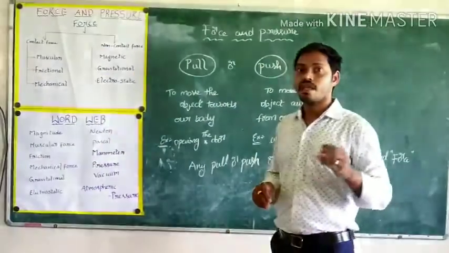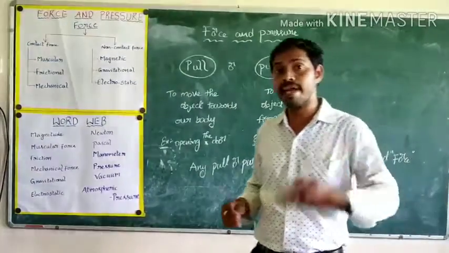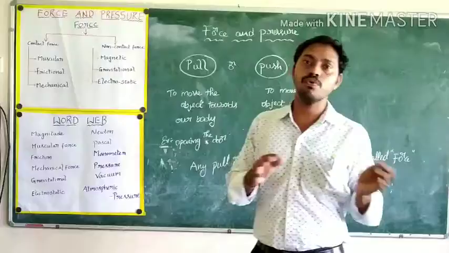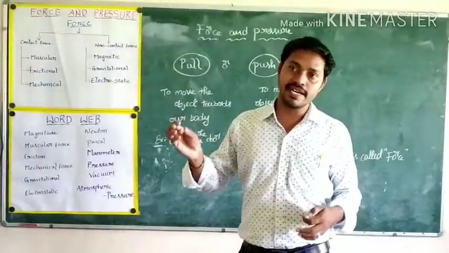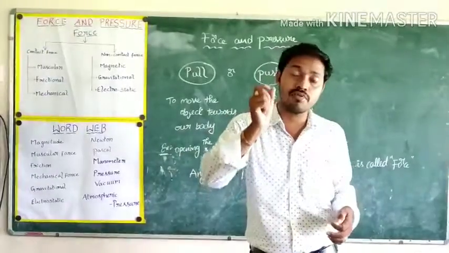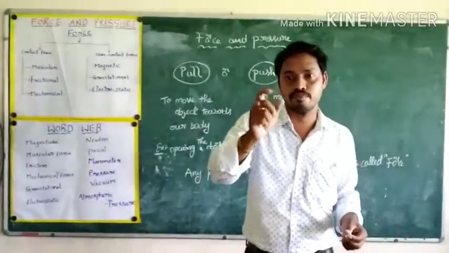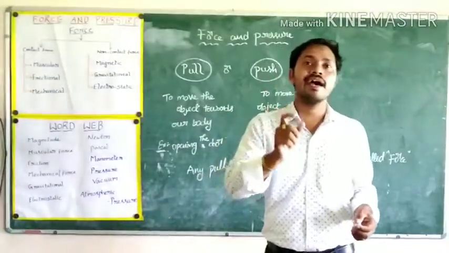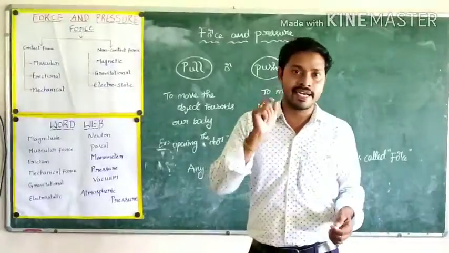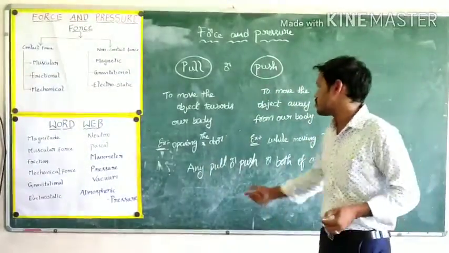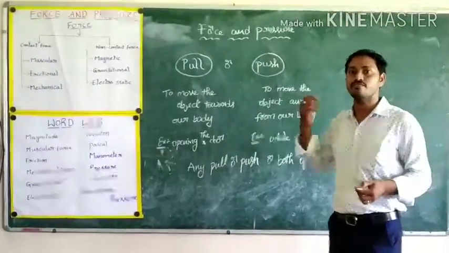See, while cutting a wood, the carpenter must apply both pull and push to cut the wood. While cutting a wood with the help of the saw, the carpenter has to apply both pull and push. While playing a guitar, they have to apply both pull and push on the guitar. So, what is force? Any pull or push or both of an object is called force.